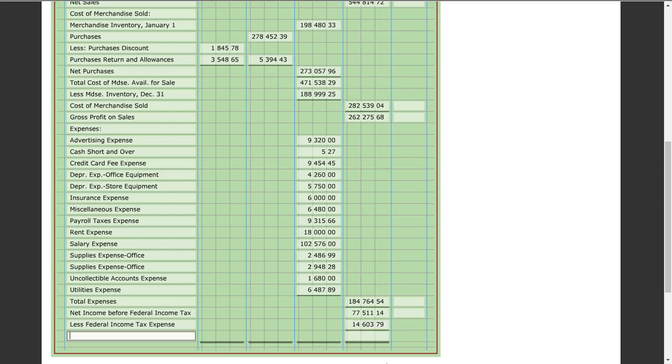You see now why I'm suggesting to do that? Now, below your net income before federal income tax, where you take your 262 number and you subtract your 184 number, you then have to subtract your federal income tax expense, which on your worksheet is your last one, line 49. So now you take your 77 number, subtract your 14, and that's going to be your net income after federal income tax, which should be $62,907.35.